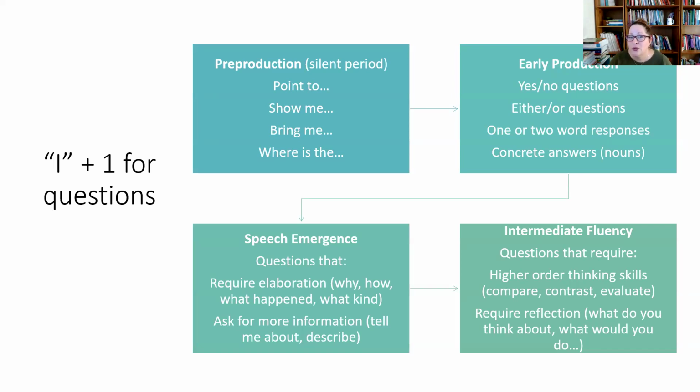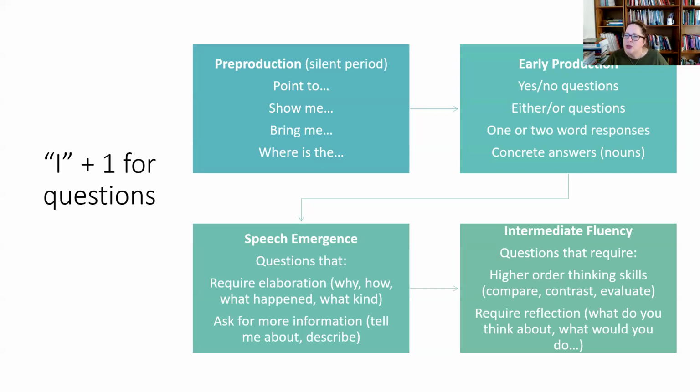So if you have a student who's new to English, you'd be asking pre-production questions and maybe occasionally pushing into early production. If you have a student who's emerging from that first phase, you'd be asking early production questions and occasionally pushing up to speech emergence to see how they're doing. But if you've got a student who's in an early production phase and you're asking intermediate fluency questions, you're not giving them equal access to that activity or to that assessment.